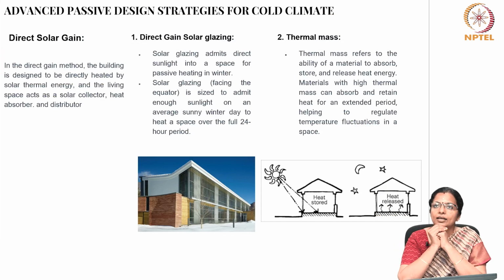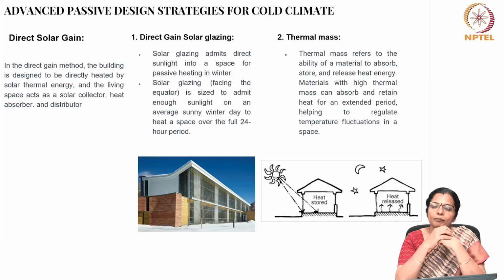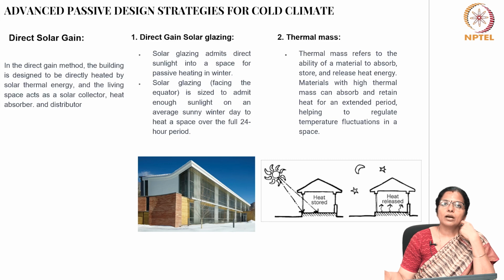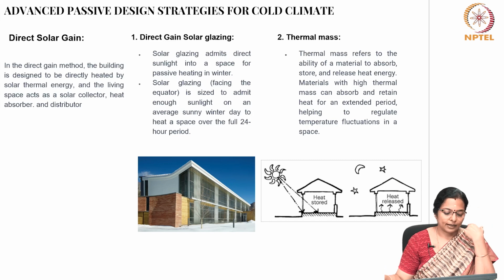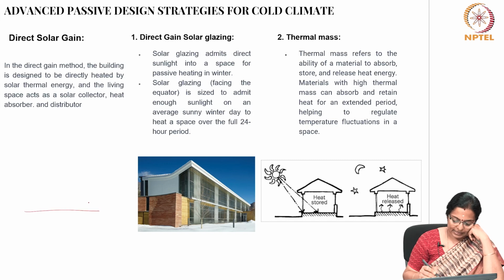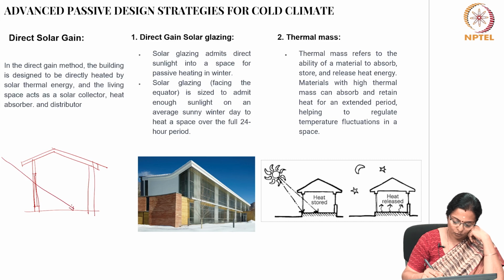Let us look at the appropriate passive design strategies for cold climate by looking now at the advanced passive strategies. First is direct solar gain. Now, in the direct gain method, the building is designed to be directly heated by solar thermal energy, and the living space acts as a collector of this direct solar energy which can penetrate into the room.